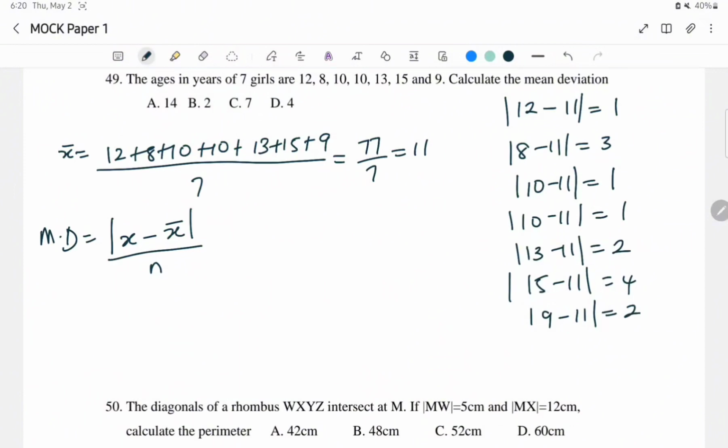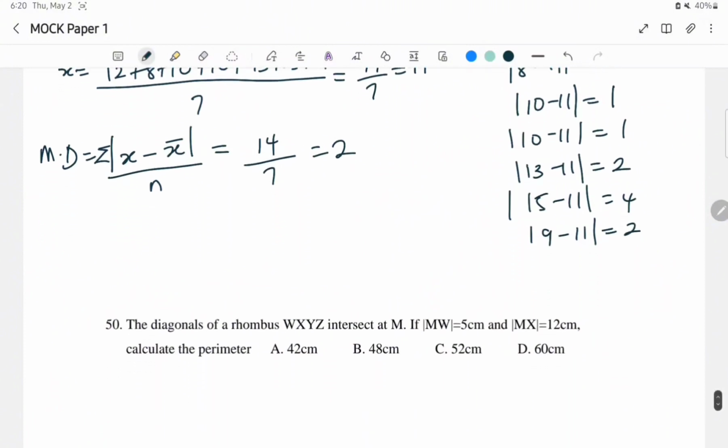Now we are going to add all these numbers together. 1 plus 3 is 4, 4 plus 1 is 5, plus 1 is 6, 6 plus 2 is 8, 8 plus 4 is 12, 12 plus 2 is 14. That means the summation of, okay, I forgot to write summation here. The summation of these absolute values is 14, and of course we have just 7 numbers, so 14 over 7 is 2. That means the answer is 2, option B.